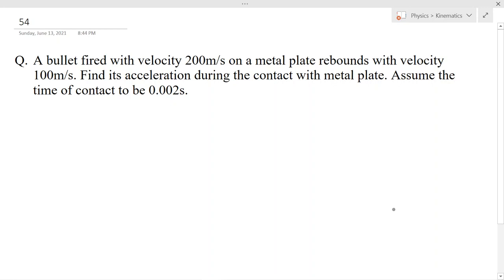Let's do the next problem. A bullet fired with the velocity 200 meter per second on a metal plate rebounds with the velocity 100 meter per second. Find its acceleration during the contact with the metal plate. Assume the time of contact to be 0.002 seconds. Now, this question will really test our understanding of the directions in kinematics.